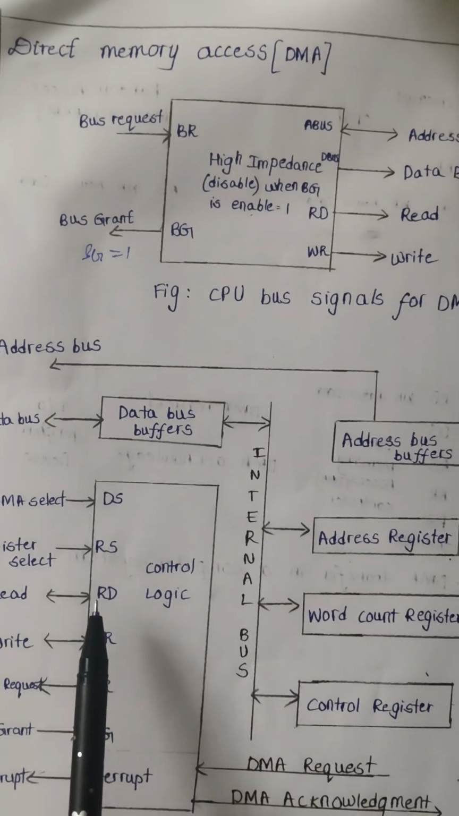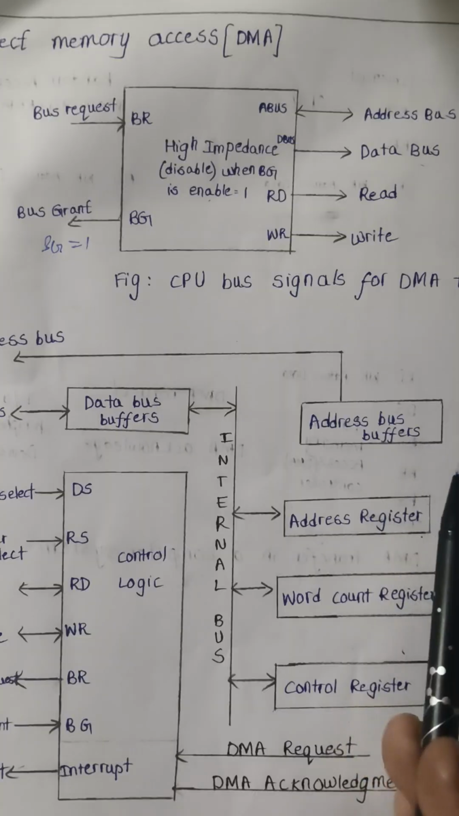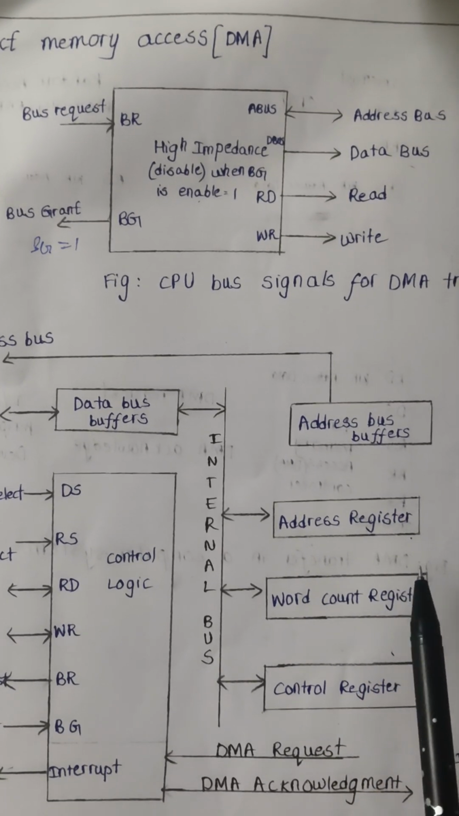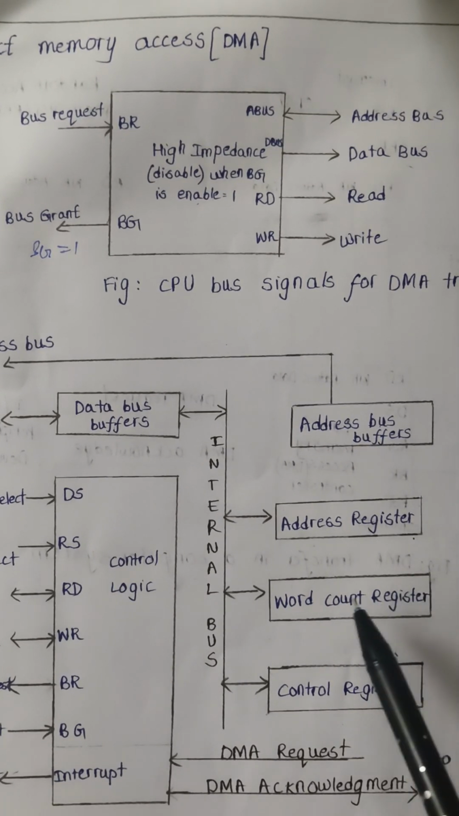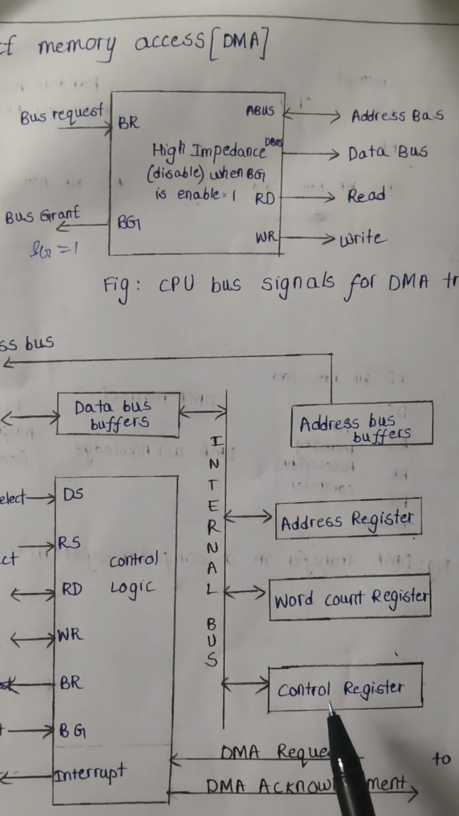Whenever the read line and write line are activated, the address bus stores the address in the address bus buffers. As the address register value increases, the word count register value decreases, and until the word count register is equal to 0, the DMA is going to stop its data transfer.